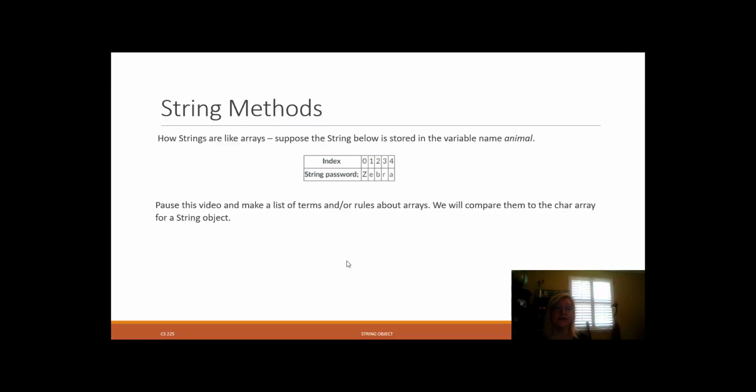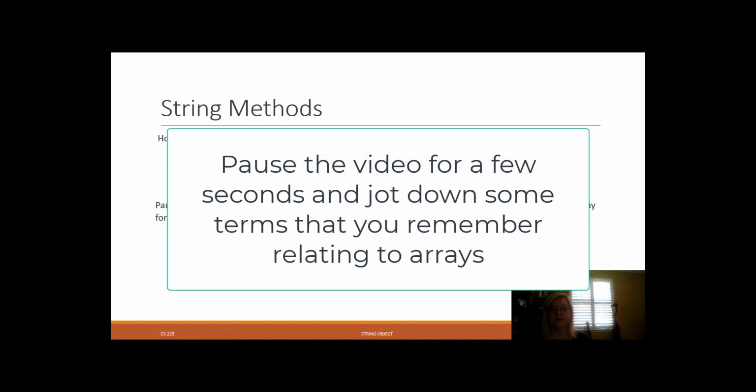We talked about how strings are like an array, and I tried to set this up. Let's say this is a variable called animal. And notice, just like an array, it's got an index. 0 will be Z. We've been covering arrays last semester and this semester. Think about some of your basic terms for arrays. Jot them down. And then I thought through some basic terms too. Let's compare to see if you thought about those terms and see how they work with strings. So go ahead and pause the video right now.